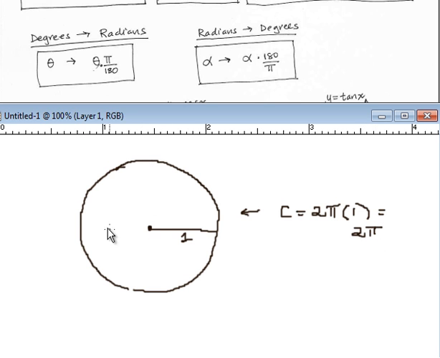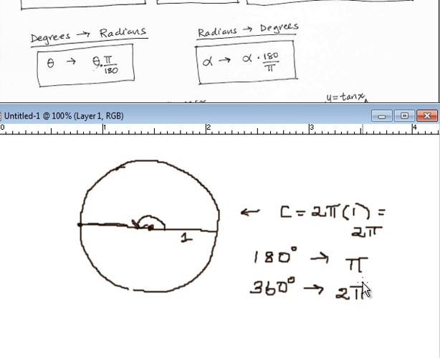Alright, so a straight angle, here we have a straight angle all the way around. In radians, that would be the length that it cuts off in the circle. That would be half the circle. So 180 degrees is a straight angle. In radians, it's half the length of the circle, which is pi, and 360 degrees is the full length of the circle. That's 2 pi. So these are radian measures.